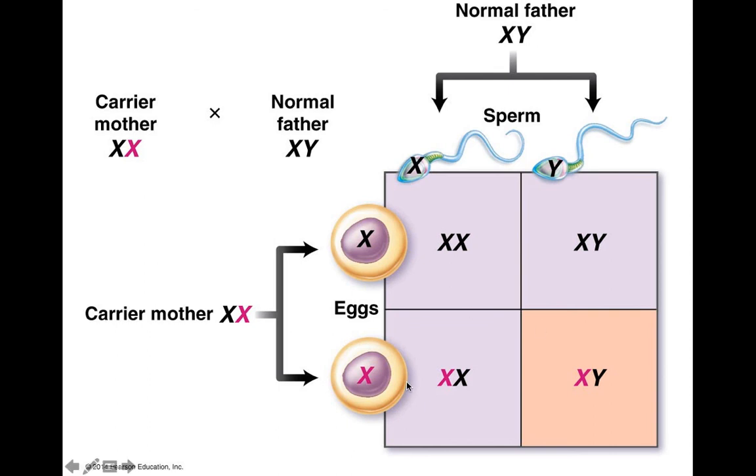So if the mom is a carrier, that means that half of all males will express it and none of the females will express it unless the dad also has it. If the dad has it, that means that one female will be a carrier and the other will absolutely express it.